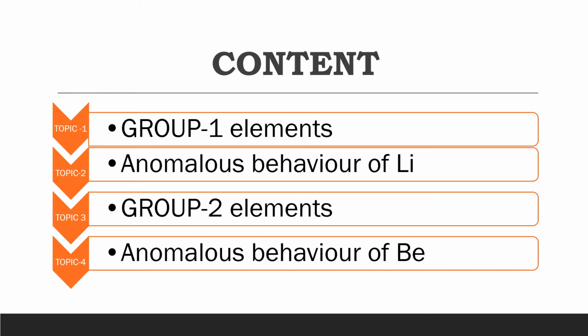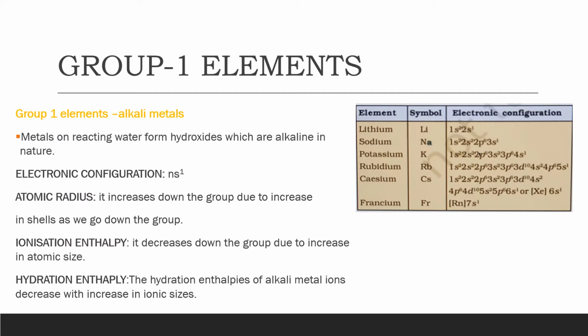So the topics that we'll be learning today are group 1 elements and the anomalous behavior of lithium, group 2 elements and the anomalous behavior of beryllium. So let's start with group 1 elements. Group 1 elements are also known as alkali metals, because on reacting with water, they give hydroxides, which are alkaline in nature. Alkaline means basic in nature.